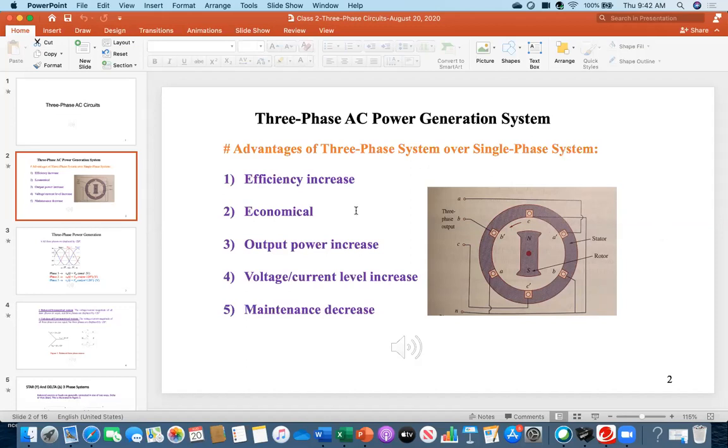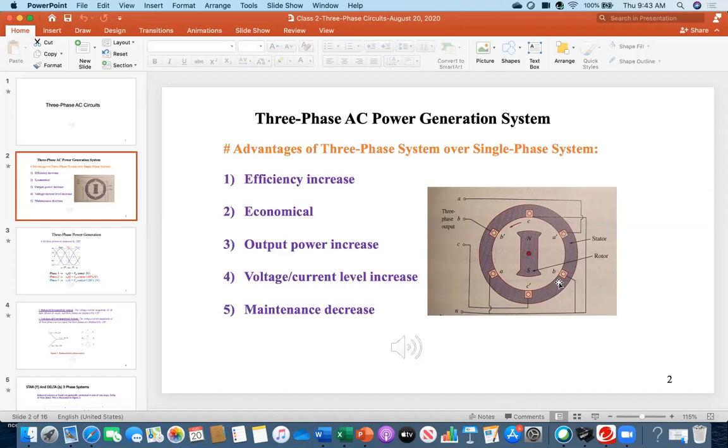So you see, I have pointed out several bullet points: efficiency increase, economical, then output power increase, voltage or current level increase, maintenance decrease. So these are all beneficial features of the three-phase system over a single-phase system. Now, if you see this diagram, that will help you understand those 5 points.